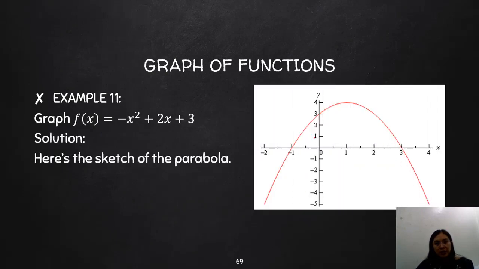So, if we sketch it, di ba, yung vertex natin is at 1, 4. And of course, yung x-intercepts natin are at negative 1 and positive 3. Pag meron ka na niyan, pwede mo nang i-plot o i-sketch yung parabola mo. So, ganyan siya. Or if you want to make sure na very accurate yung graph, you place a value of x equal to negative 1/2, and then you get the value of y. If x is equal to 0, you get the value of y. Ganun. Para mas accurate yung parabola mo.